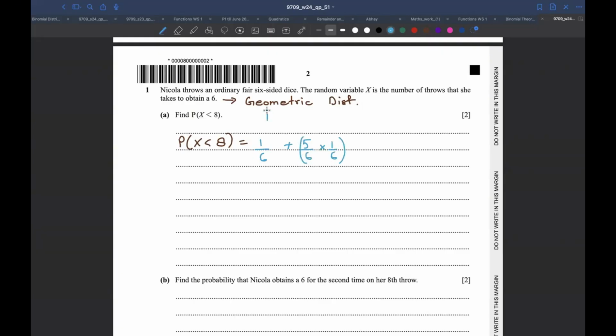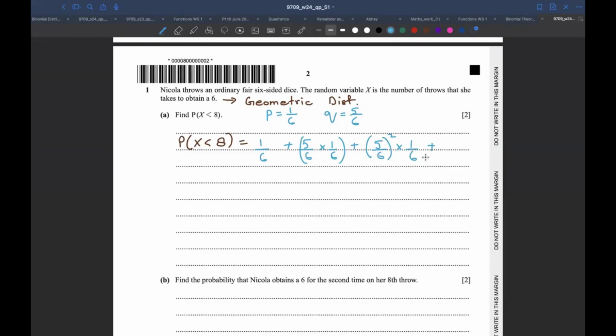I hope everyone understands that the probability of getting a 6 is 1 upon 6, and not getting a 6 is 5 upon 6. The probability that Nicola gets a 6 on the third attempt will be two failures, so (5 upon 6) to the power 2 multiplied by 1 upon 6, plus. And I want you people to at least start putting these values in the calculator.